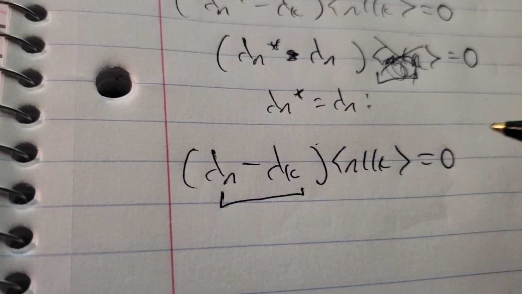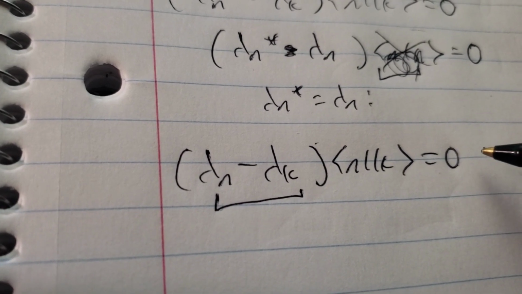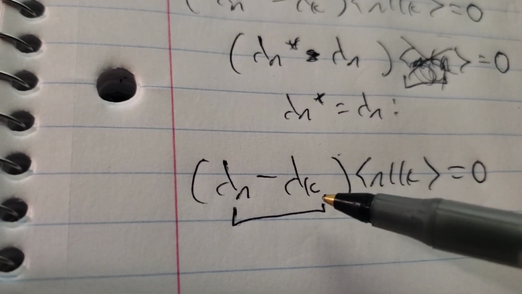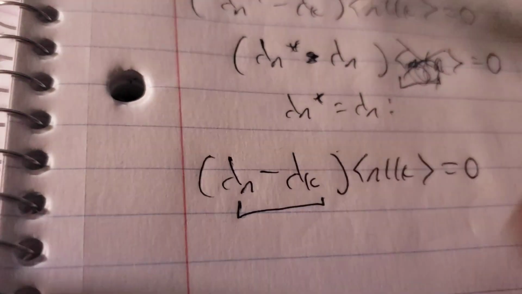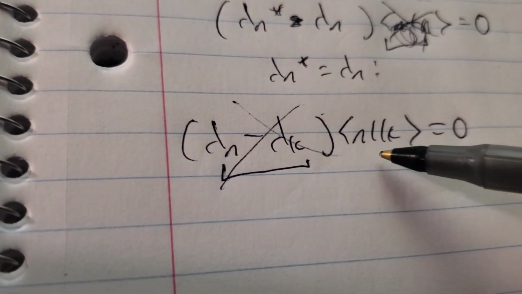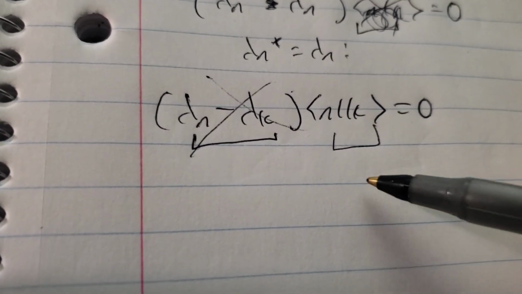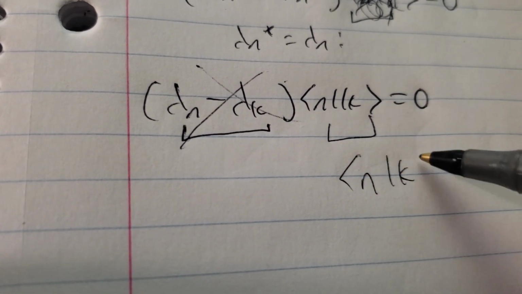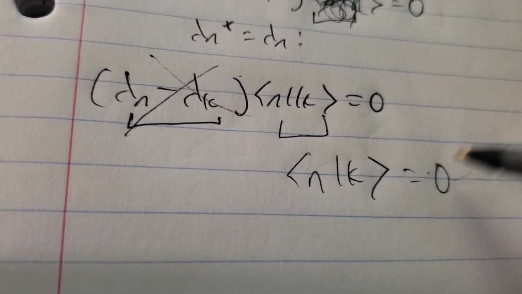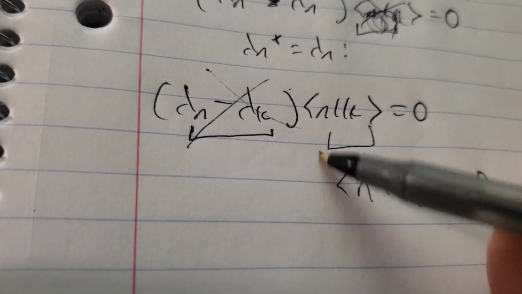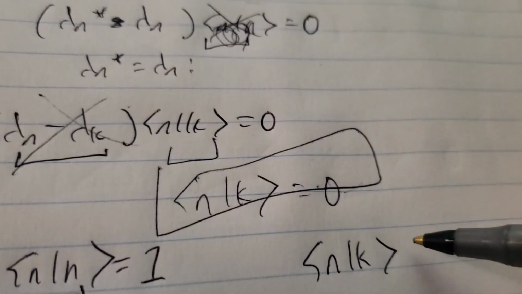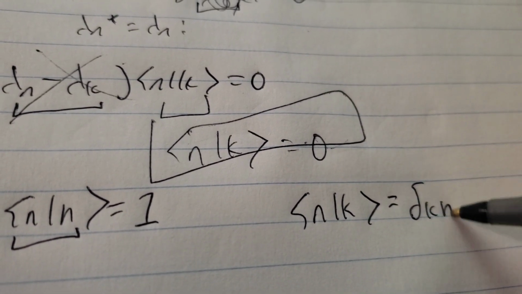For eigenfunction n and for eigenfunction k, they must have distinct eigenvalues. So lambda n and lambda k should not be equal to each other. So that's non-zero. And that means that the inner product between n and k, two distinct eigenfunctions of a Hermitian operator, is 0, which means that they're orthogonal to each other. So we can usually write this.